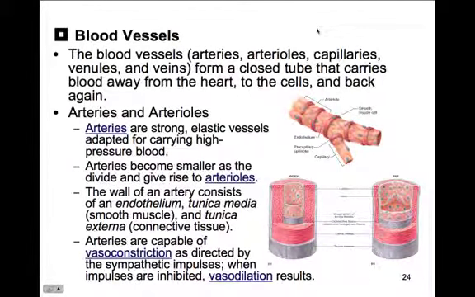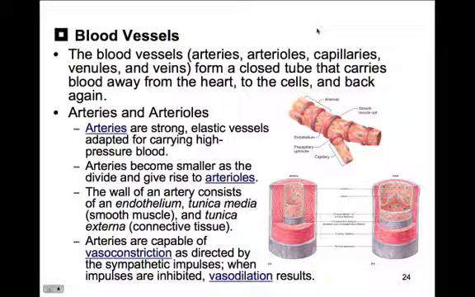Now let's venture into an exploration of vessels. The blood vessels are the arteries, arterioles, capillaries, venules, and veins. They form a closed tube that carries blood away from the heart to the cells and back again. The arteries and arterioles are vessels carrying blood away from the heart.